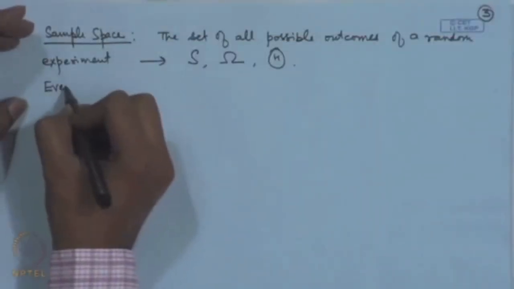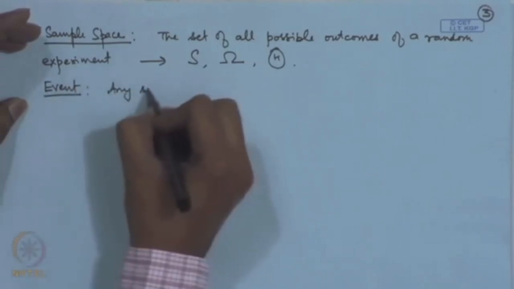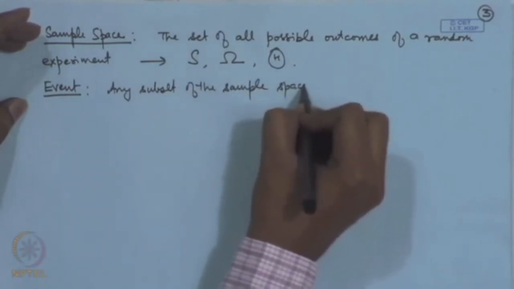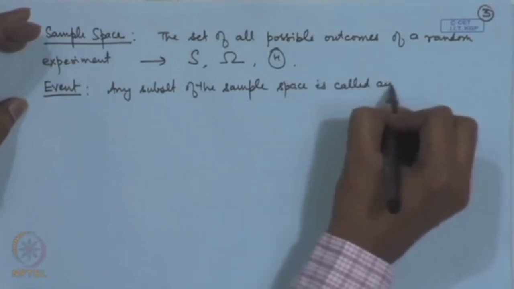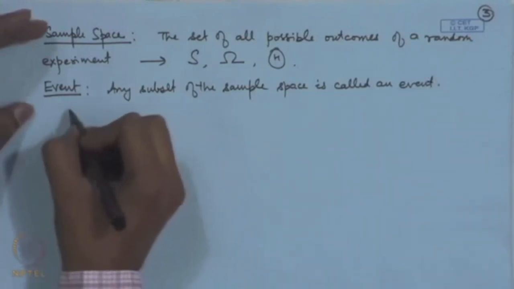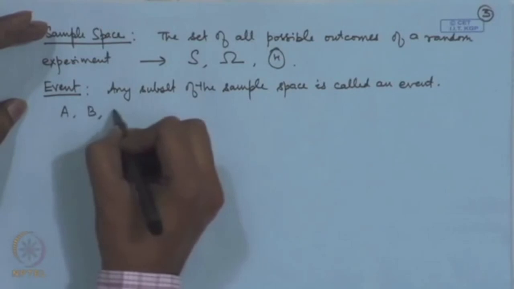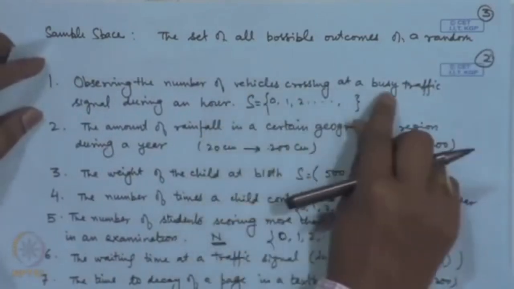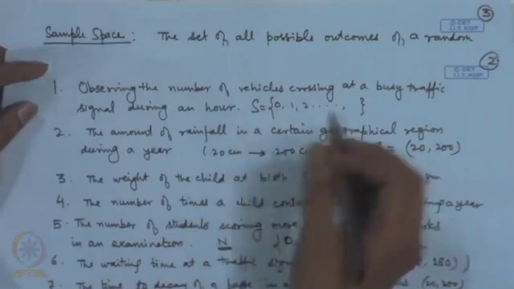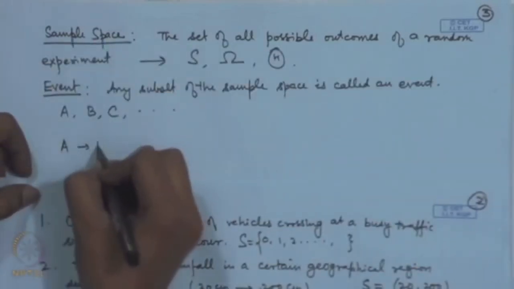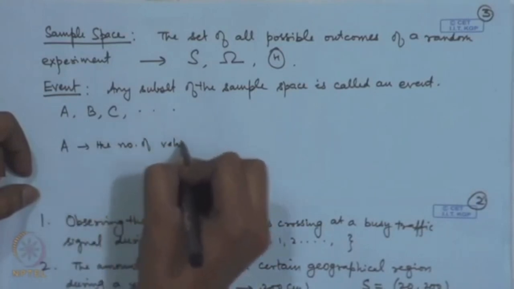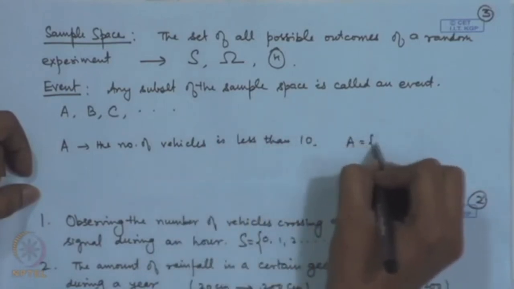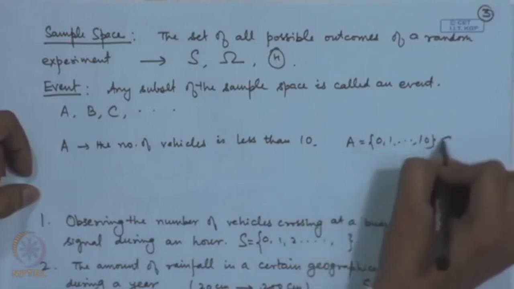Then what is an event? Any subset of the sample space is called an event, and we usually employ English capital letters to denote the events. For example, if we look at the number of vehicles crossing at a busy traffic signal, I may define the event A as the number of vehicles is less than 10. Then naturally A consists of 0, 1 to 10. This is a subset of S.